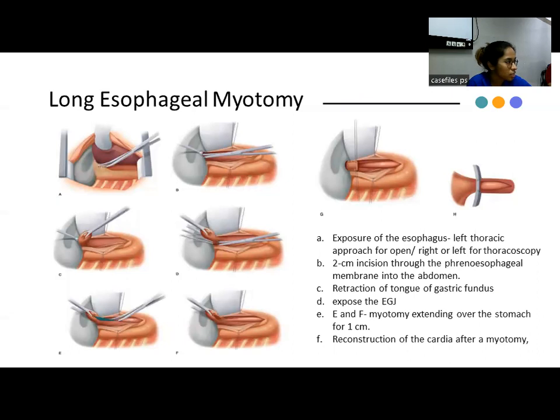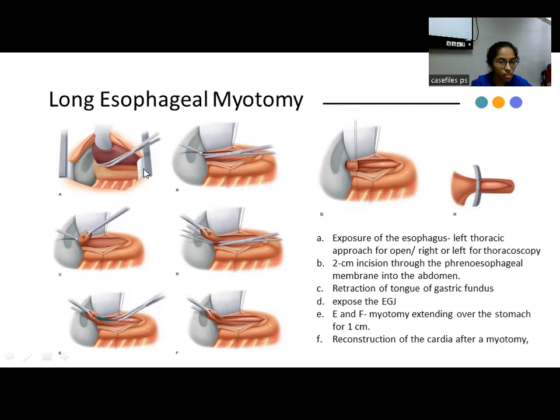This is a pictorial description of the long esophageal myotomy. Here, the approach, if you are doing it by the open approach, is usually from the left thoracic approach. And if it is thoracoscopic, we can approach from the right or the left side. And we have to expose the esophagus.